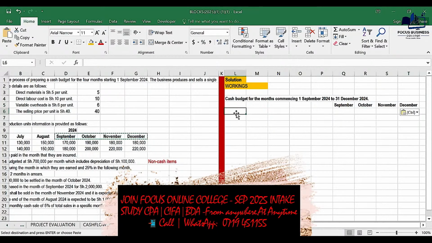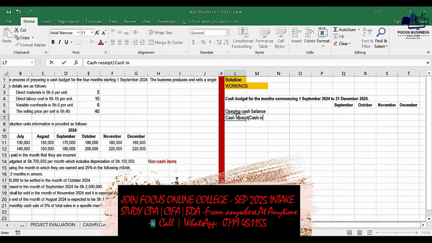So what do we start with here? We always start by recording the opening cash balance. Then below that, we record what? The cash receipts. I hope you can remember this. The cash receipts can also be known as the cash inflows. The cash flowing into the business.